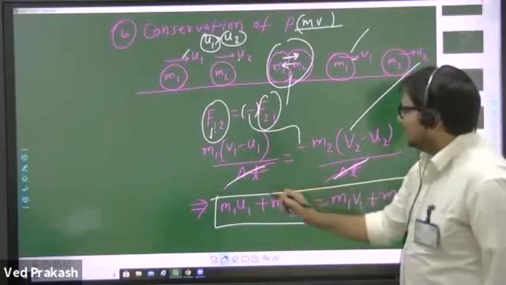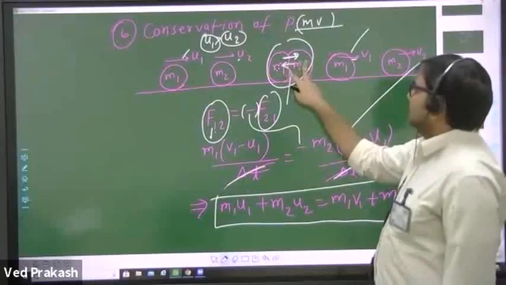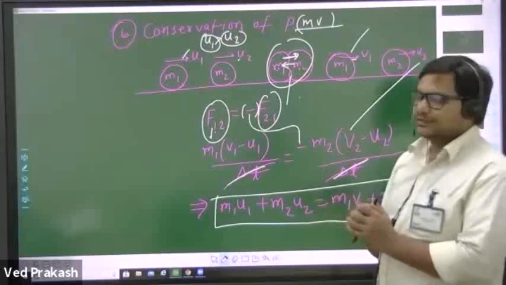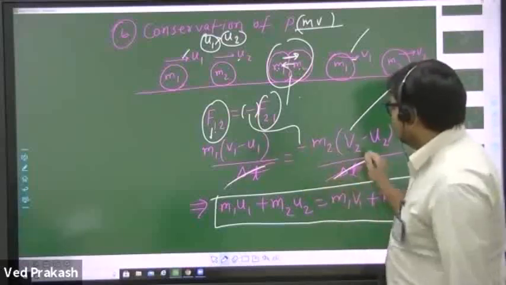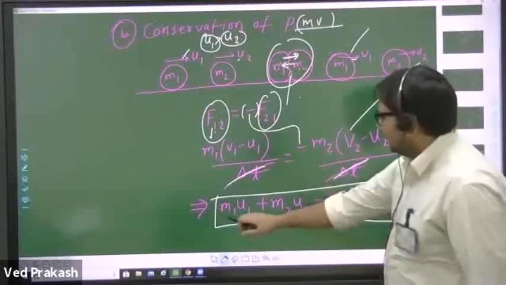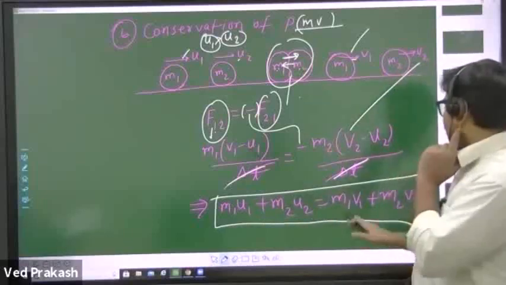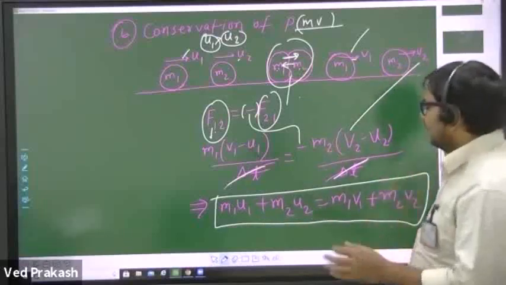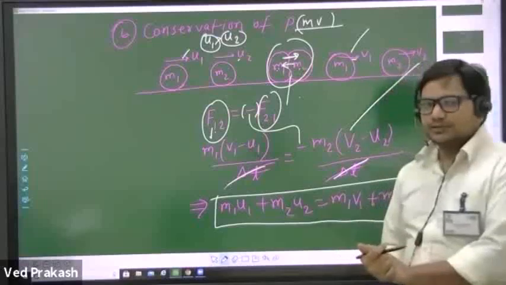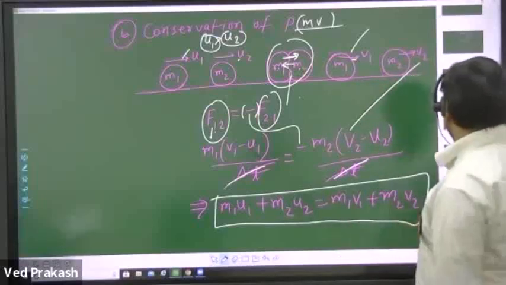This time will cancel out, because for the same time interval these two objects are exerting force on each other. If you solve these two equations, you will get m1u1 + m2u2 = m1v1 + m2v2. We will use this formula to solve several numericals. So let's start solving numericals.